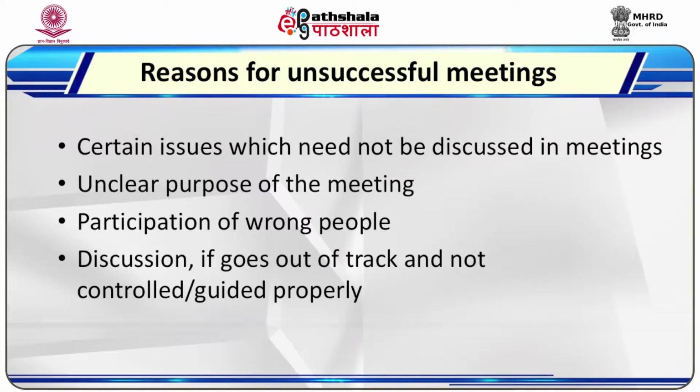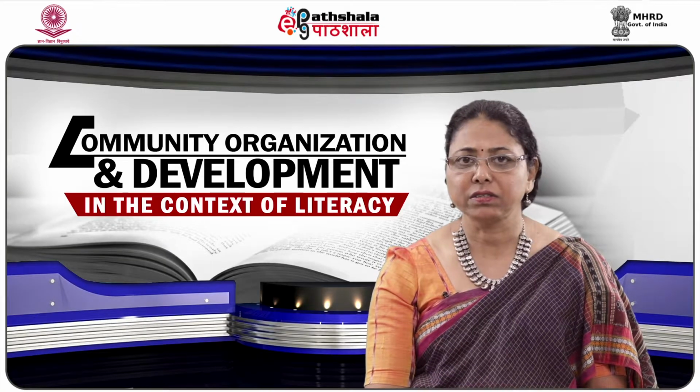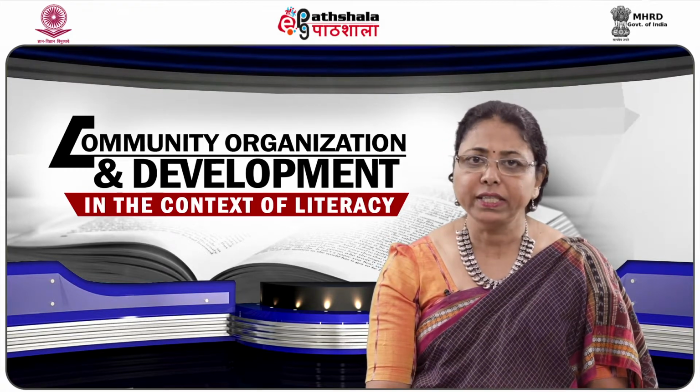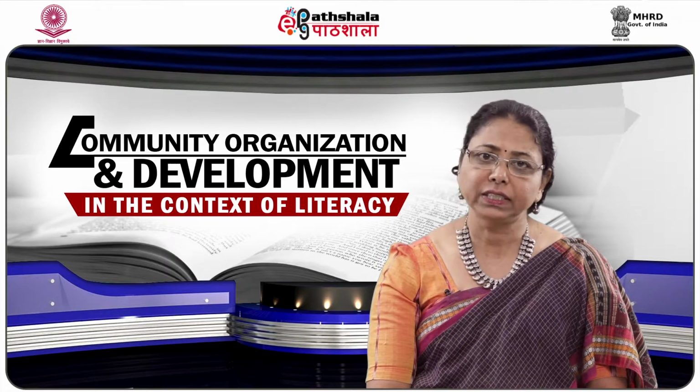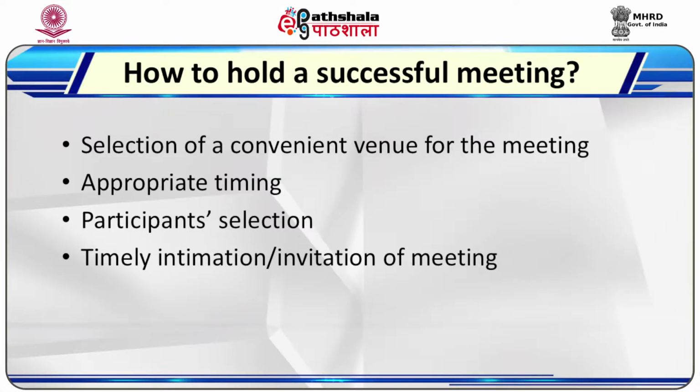There are certain issues which need not be discussed in the meeting. The purpose of the meeting is not clear. Wrong people participate, as the issue does not concern them. If the discussion goes off track and is not controlled or guided properly, then the meeting becomes unsuccessful. To avoid this, one needs to follow certain guidelines. So, let us see how to hold a successful meeting.